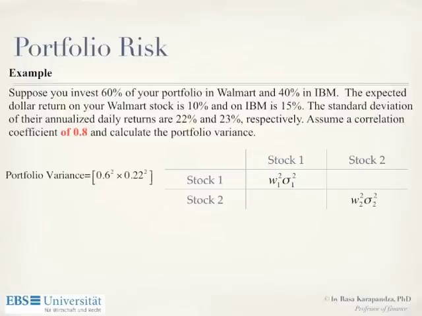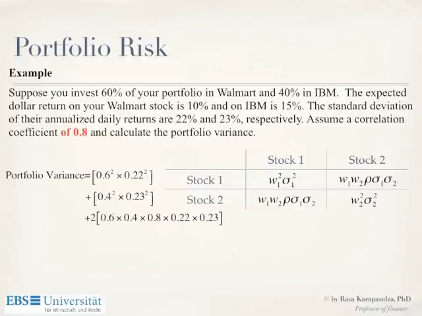It's the proportion that you invest into company 2 squared times the standard deviation of company 2 squared. So this will be 0.4 squared times 0.23 squared. And now, you see, these two elements are the same. So we can say 2 times this element. This plus this is 2 times this. They are exactly the same. So this will be plus 2 times, let's say this.